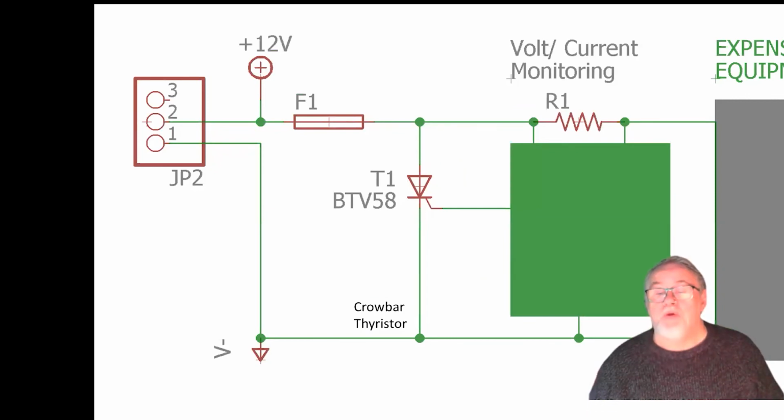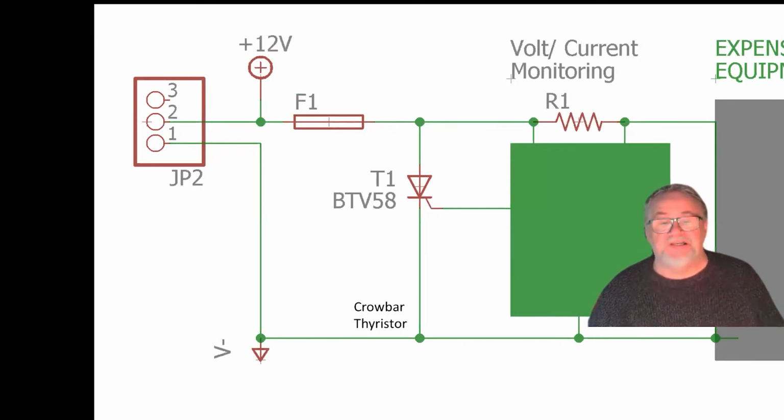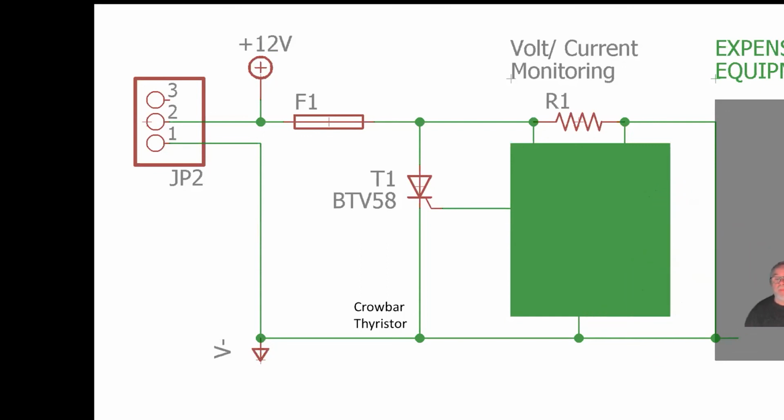Right, I am now a very expensive piece of equipment over here. And that very expensive piece of equipment has to be protected at all costs. So I've got a circuit here that monitors it. It measures the voltage and it measures the current. And if it sees the voltage is getting a bit high, or the current is getting a bit high, it puts a pulse out on that wire to the left. And that pulse causes T1 to start conducting.